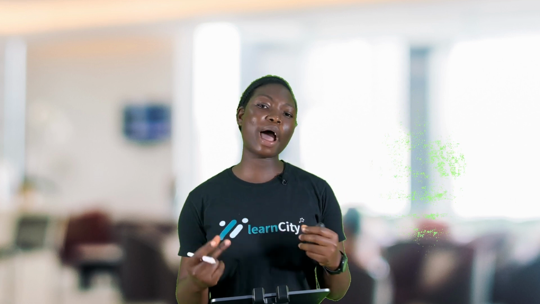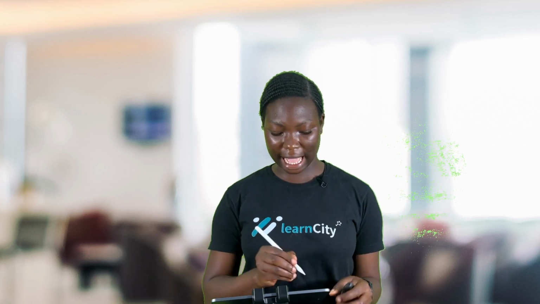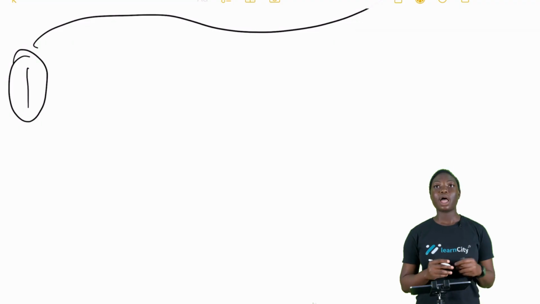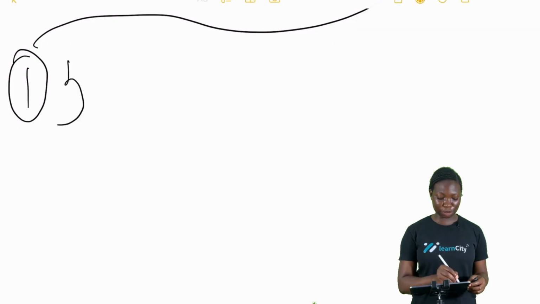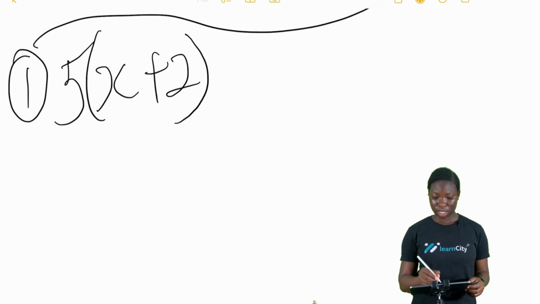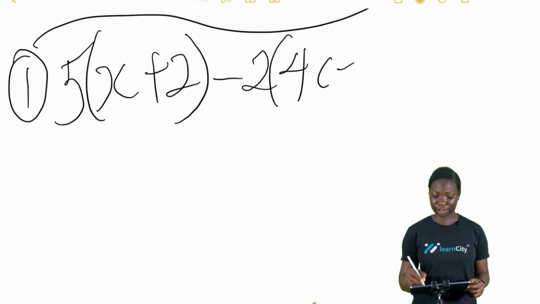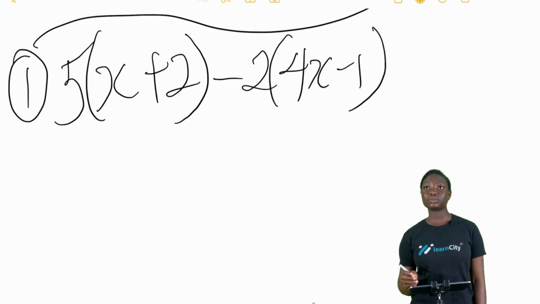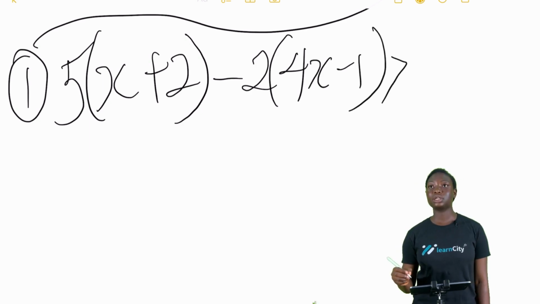where we solve more examples on inequalities. Now, our first example today is 5 into brackets x plus 2 minus 2 into brackets 4x minus 1 greater than 6 into brackets 2x minus 3.